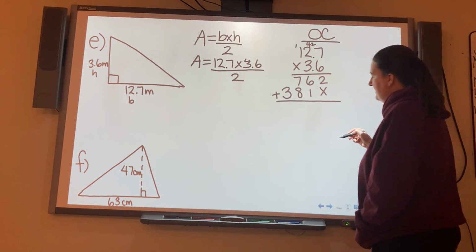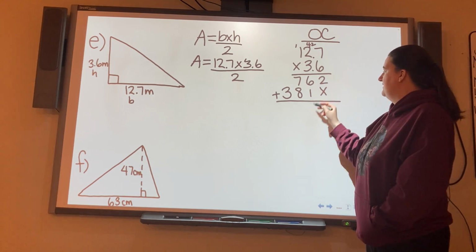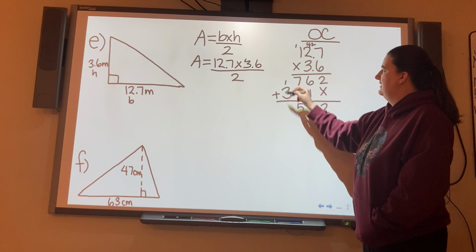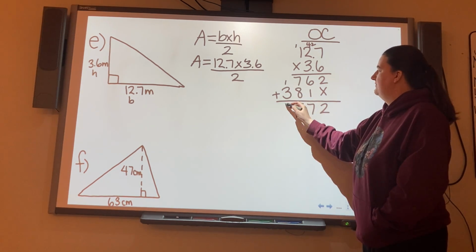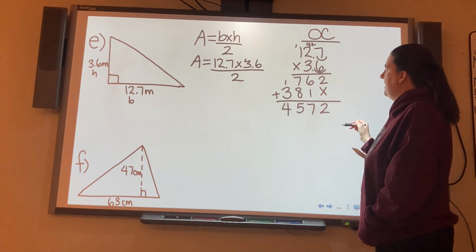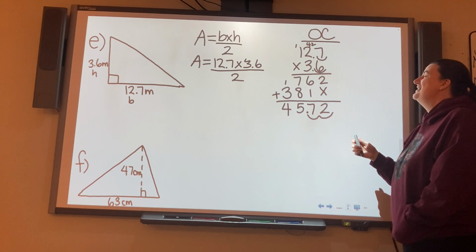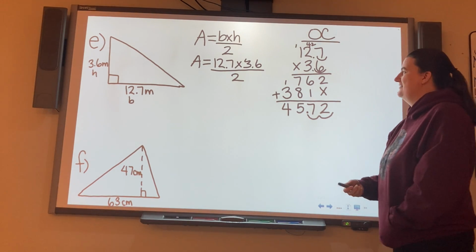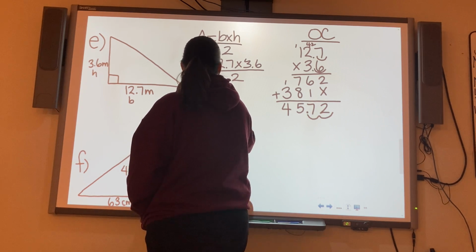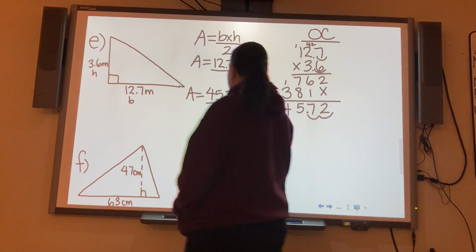So you add your answer lines. 2 plus nothing is 2. 6 plus 1 is 7. 7 plus 8 is 15. Carry your 1. 3 plus 1 is 4. 1, 2 answer lines, so 2 decimal spots. So area equals 45.72 divided by 2.